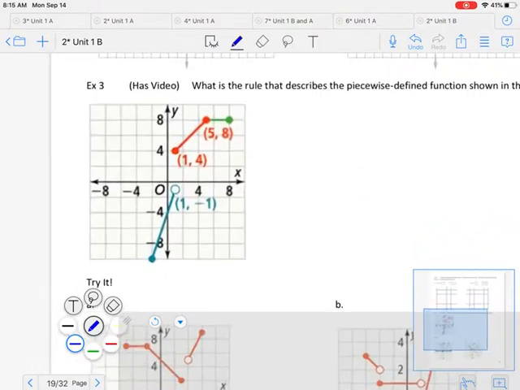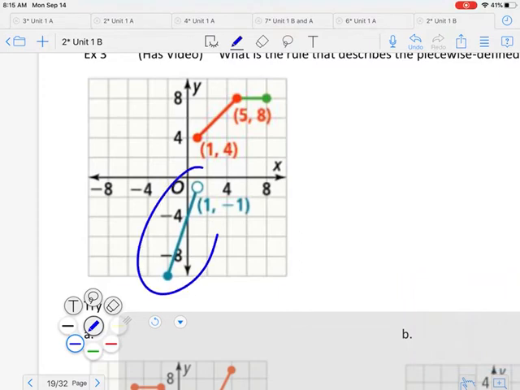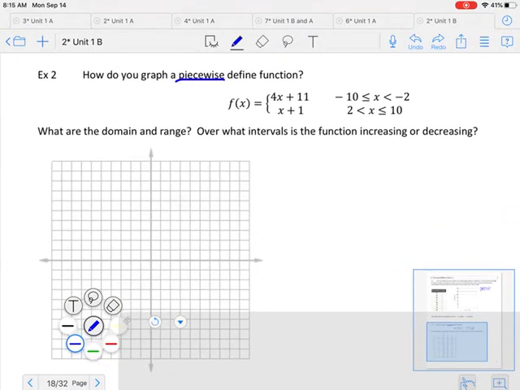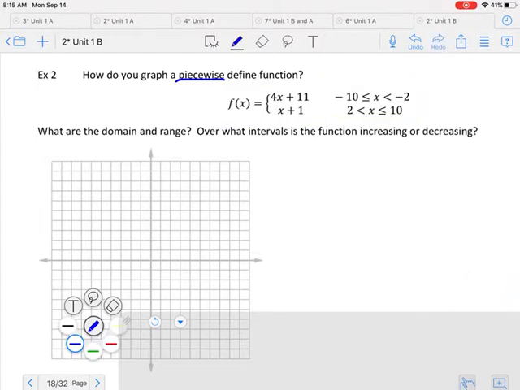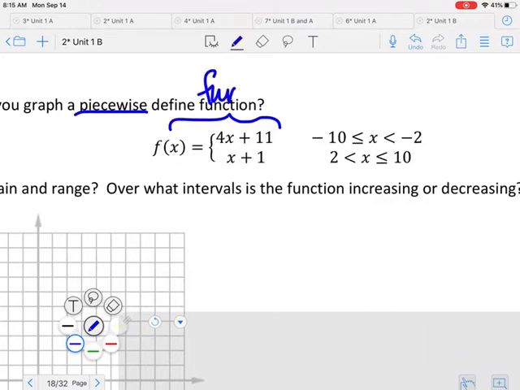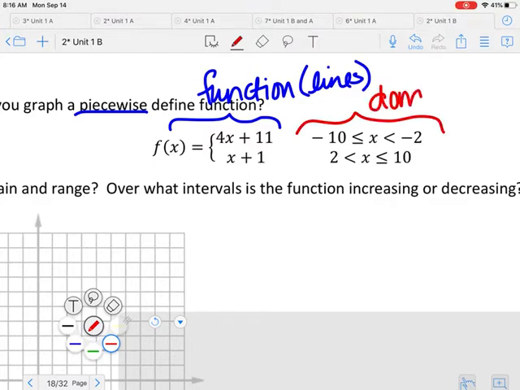And this is what a piecewise function looks like. It is a bunch of different functions on one grid, and they're like in little pieces, hence the name piecewise. And this is how the functions look. So there's the function itself. In this case, they're both lines. So we have to graph the lines. And then there's a second piece of information, and that is the domain over which you draw that line. So we're drawing this equation, but only in between -10 and -2.